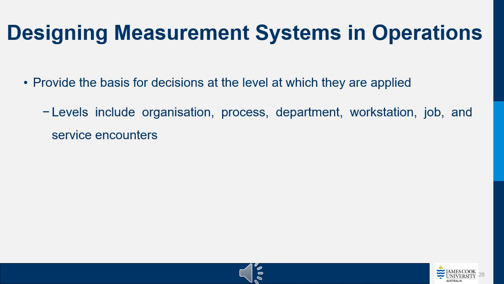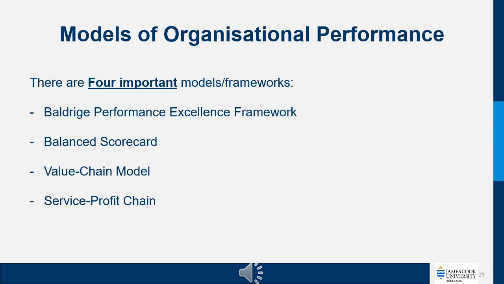specific objectives and responsibilities. So we do have four important models of organizational performance. The first one is the Baldrige Performance Excellence Framework. Then we have the Balanced Scorecard, the Value Chain Model, and also the Service Profit Chain. Let's have a look at each of them in detail.